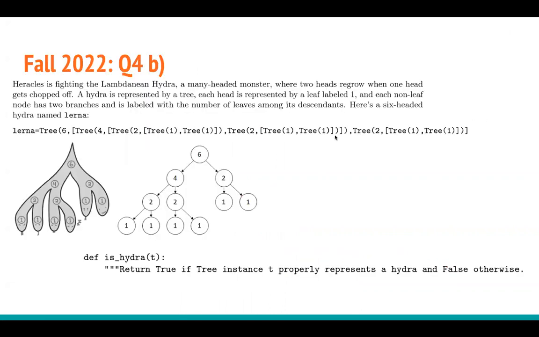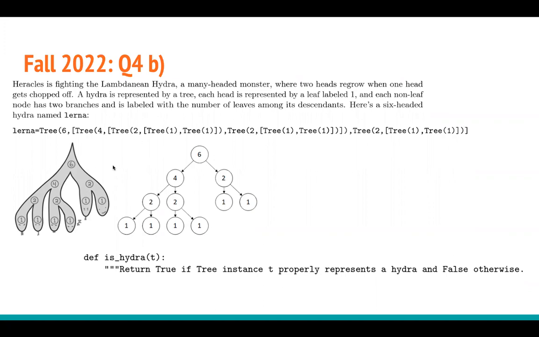We'll be moving on to another recursion question. This is from the midterm 2 of fall 2022. So here we have basically this implementation of a hydra. A hydra is represented by a tree, and each head is represented by a leaf labeled 1. Each non-leaf node has 2 branches, and it is labeled with the number of leaves among its descendants.